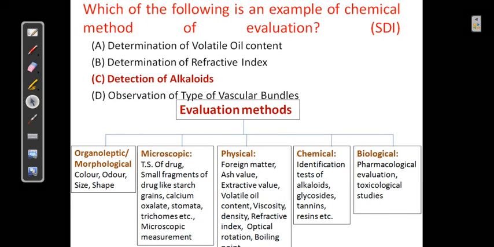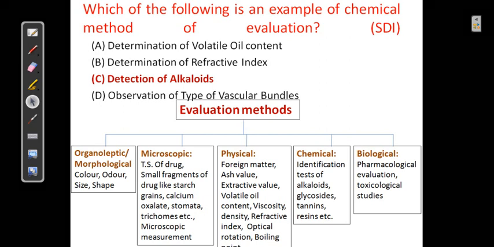Question number 1. Which of the following is an example of chemical method of evaluation? This question was asked in the senior drug inspector exam. See, there are mainly 5 methods for evaluation of crude drug. Here, the answer of this question is detection of alkaloid comes under the chemical method of evaluation.